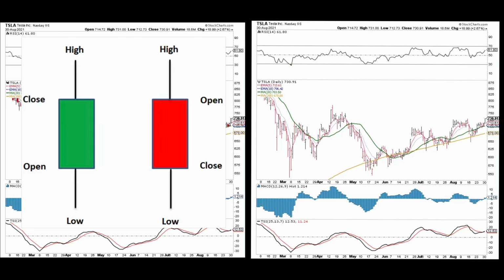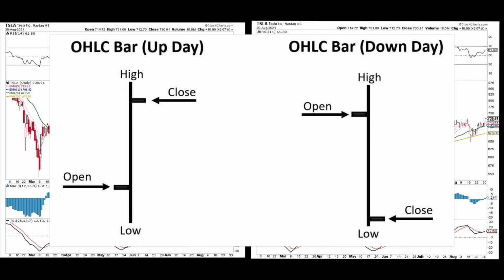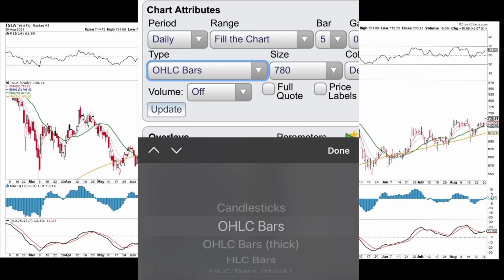I like to use bar charts because it's easier on my eyes when I'm looking at the full chart itself. There are not these thick little lines between the open and the close that I see. It's just a tick on the left where the open was and a tick on the right where the close was. If it's a black bar, then it was a positive day. If it's a red bar, then it was a negative day. It's very simple. When you go into stockcharts.com, which is the platform I use to look at my charts, you can change the type from candlesticks to bar charts. I use OHLC bars, which stands for open, high, low, and close.